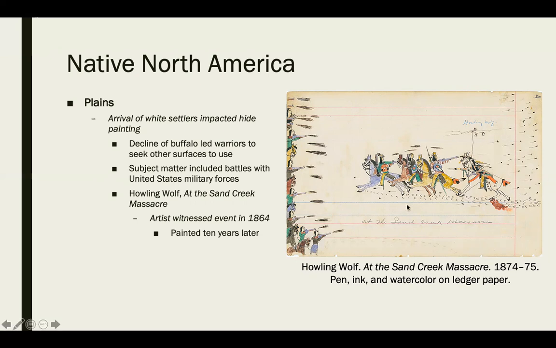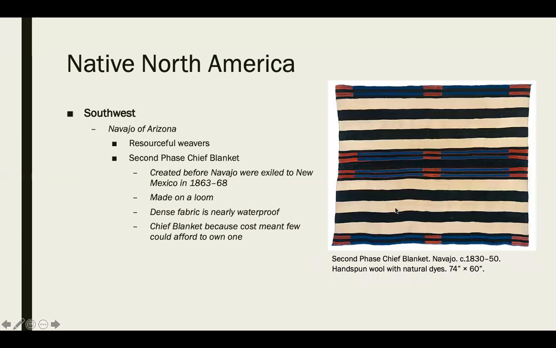You can see this is actually maybe done on lined paper, though. It's kind of interesting. The Navajo of Arizona are very resourceful weavers. This is a second phase chief blanket, primarily worn by a chief because of how expensive it was and how valuable the materials were that it was made from.